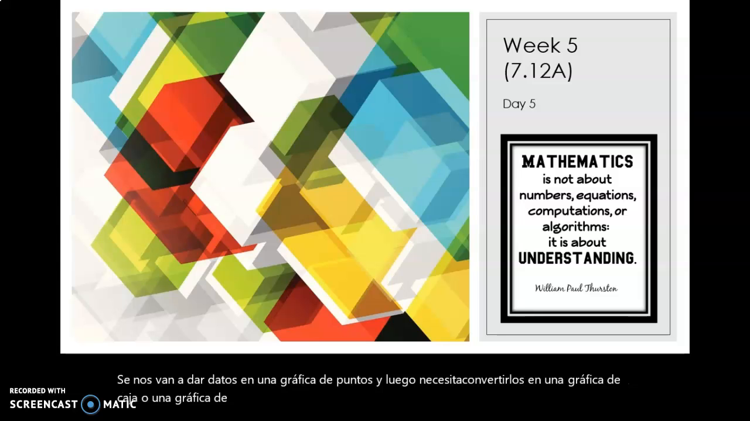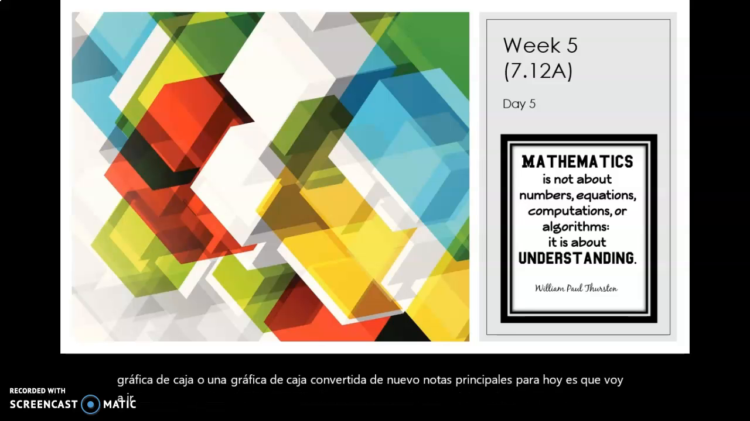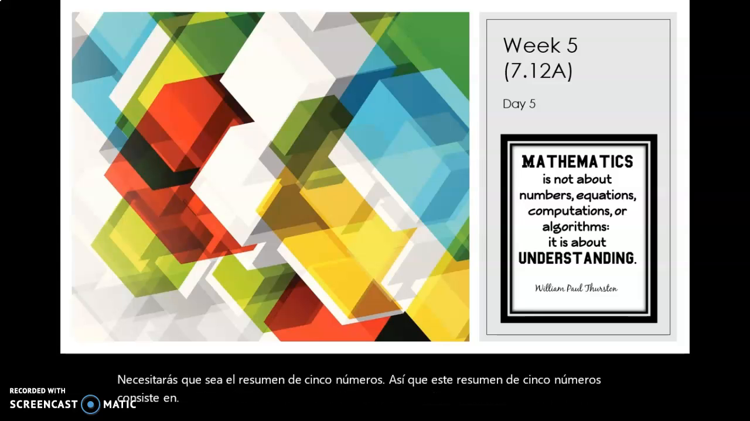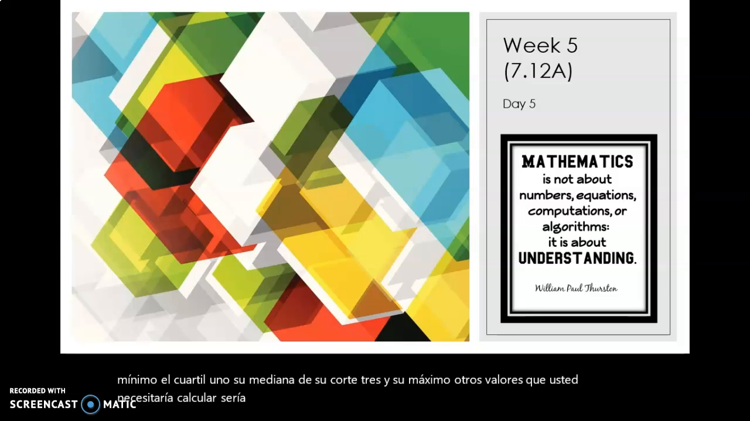Main notes for today is I'm going to go over the vocabulary that you will need. One of the most common things you will need is going to be the 5-number summary. This 5-number summary consists of the minimum, the quartile 1, your median, your quartile 3, and your maximum. Other values that you would need to calculate would be your interquartile range, your mode, your mean, and that's it. Those are the only ones.